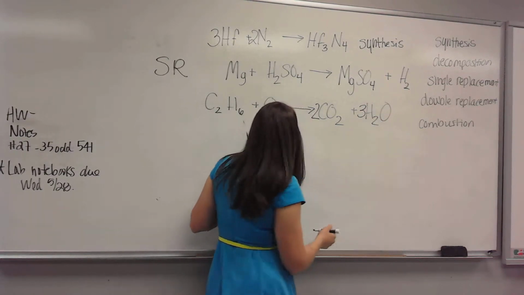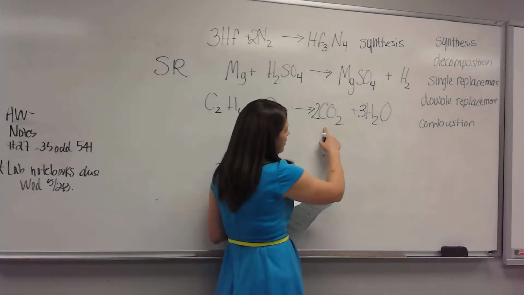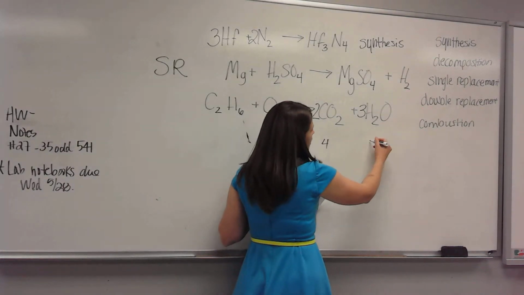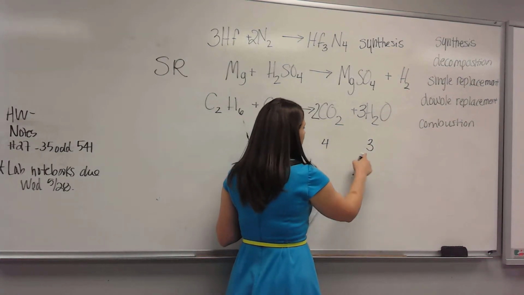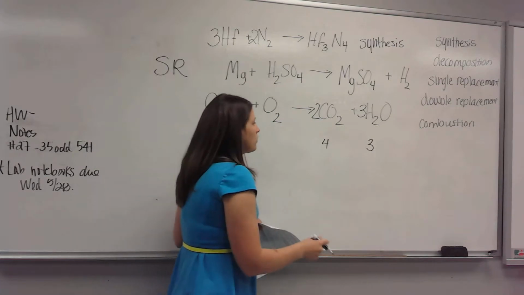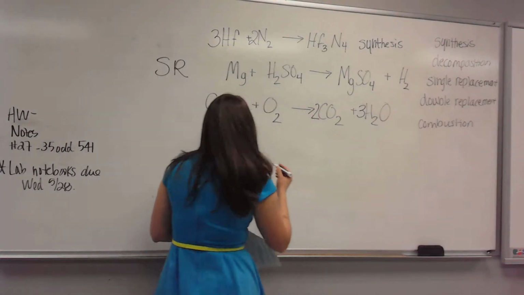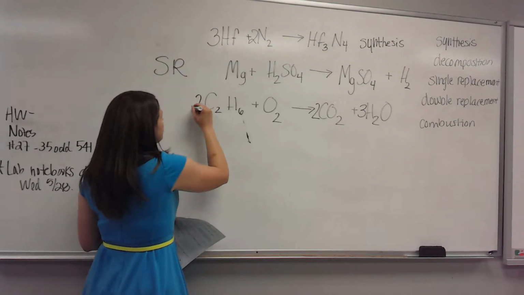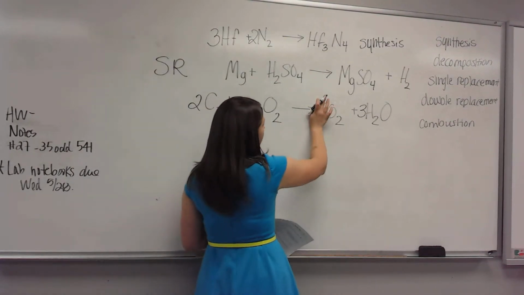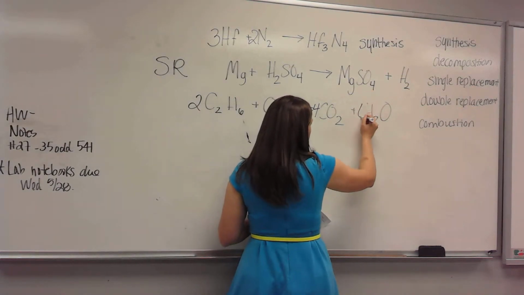So now I have 6. How many oxygens here? 2. And how many do I have in this one? 4. How many do I have in this one? 3. Okay. That gives you 7, and we can't get 7 like this. So one way you can do this is just multiply all your current coefficients by 2. So let's change this to 2. Let's leave this blank because we're still trying to find that. Let's change this 2 to 4, and let's change this 3 to 6.